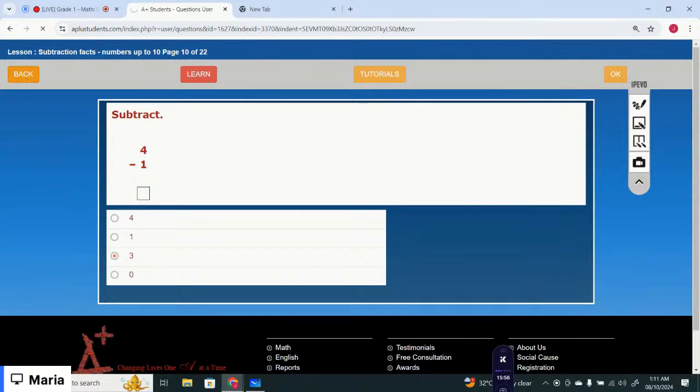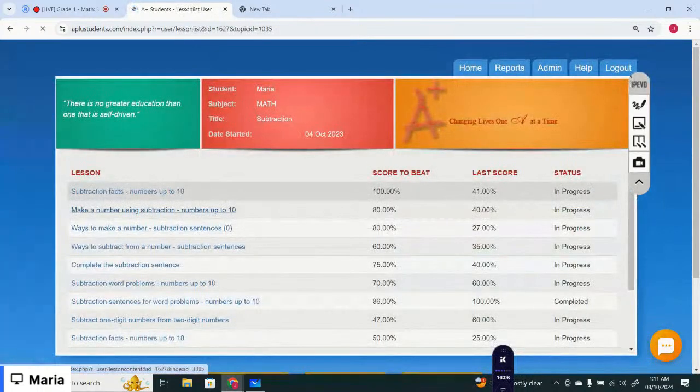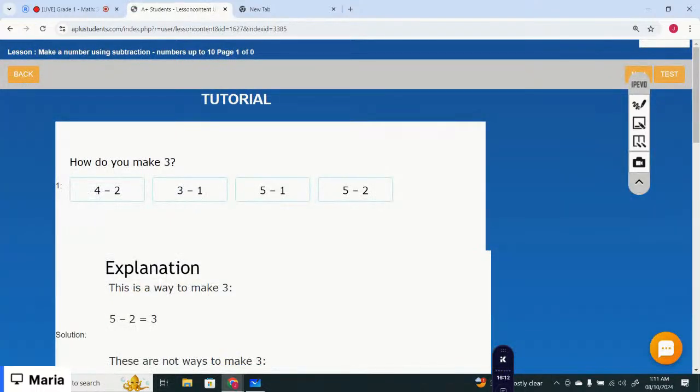Okay, you can complete the lesson by yourself later today. Let me just move on to the next lesson, right? And the next lesson is make a number using subtraction, numbers up to 10. How do you make 3? You are given 3 of the 4 options. You have to see which option makes 3, right? Just subtract them and see which one makes 3.